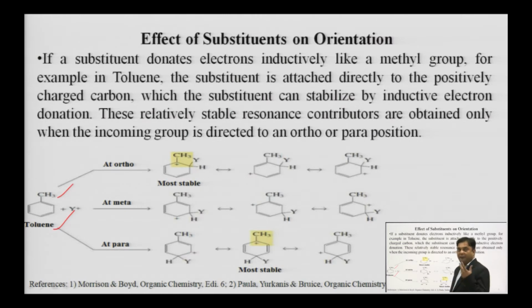So, we have three options. The coming electrophile can go on ortho position, it can also go on meta position, and it can also go on para position. So, where it will attack and what we will get as a major product, which isomer, ortho, para or meta? So, very simple, we just check in which position we are getting more stable carbocation.